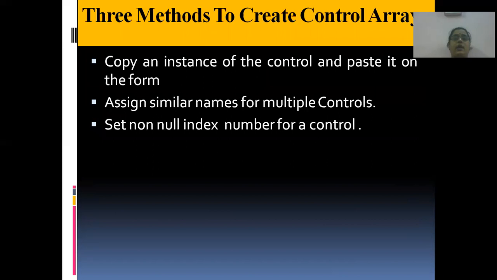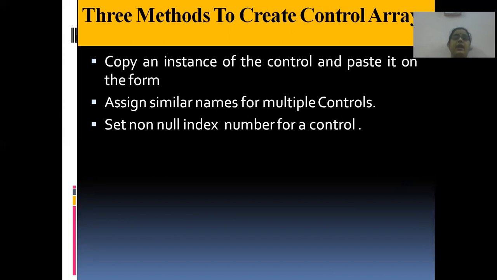Now the next important thing: how to create a control array? There are basically three methods to create a control array. The first method is to copy the instance of the control and paste it on the form. What is the meaning of copying the instance? For example, if you want to create a control array for a text box, you take a text box from the toolbox, copy the control of the text box, and paste it somewhere else in the form. That means you create a copy of the instance.